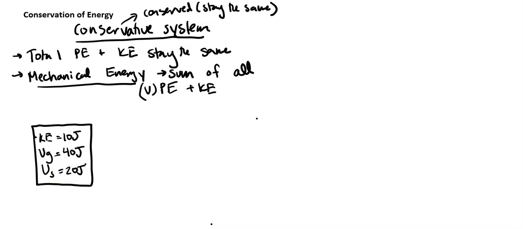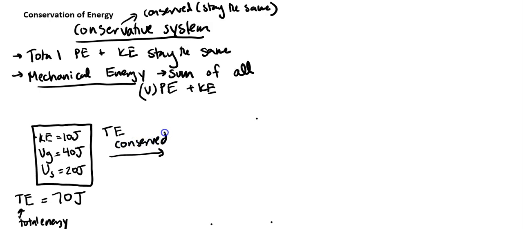Okay. So we know that the total energy is going to be the sum of all the energy. And in this case, it's just mechanical energy, the sum of all potential and kinetic energy. So total energy is just the sum of everything. So 10 plus 40 plus 20 is going to be 70 joules. Okay, so let's say we go ahead and move things around and there's some sort of interaction that happens. Remember, total energy is conserved in a conservative system.